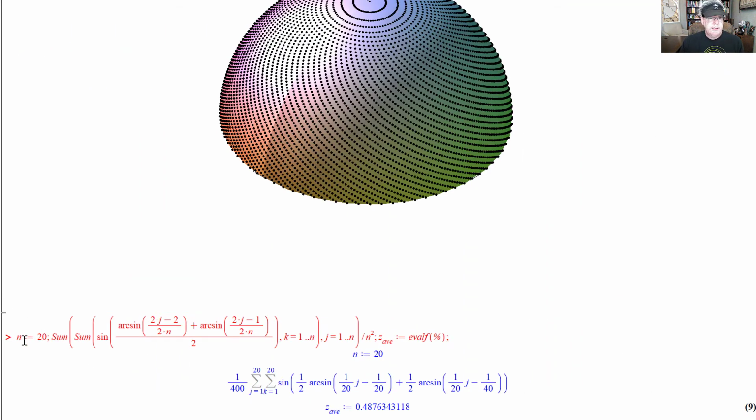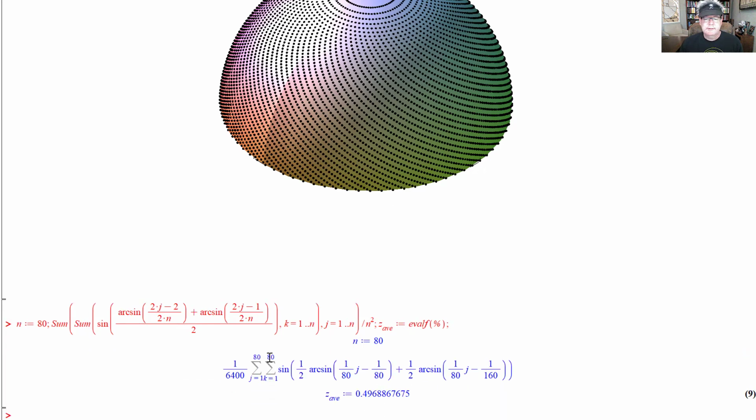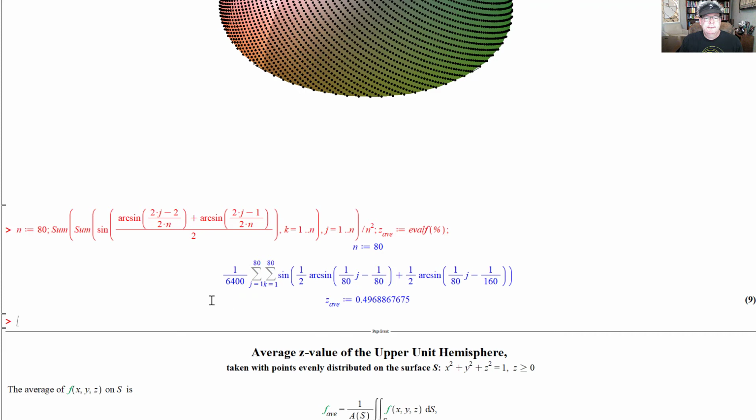Anyway, the more points I have, so that's with 80, but that's not 80 points obviously, it's complicated how it was done, not worth going into. You can kind of see, I guess it's 80 squared points. But the average does converge to 1/2.